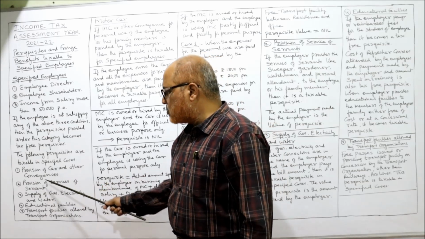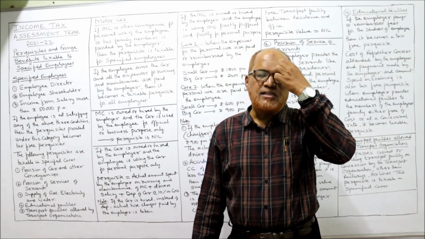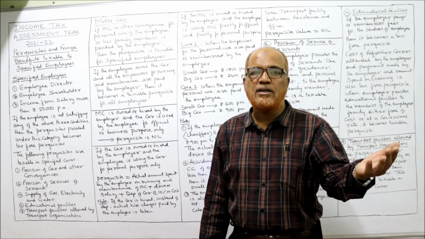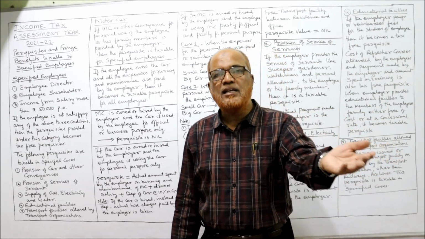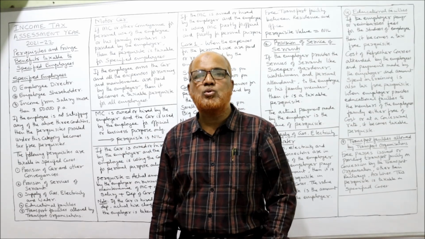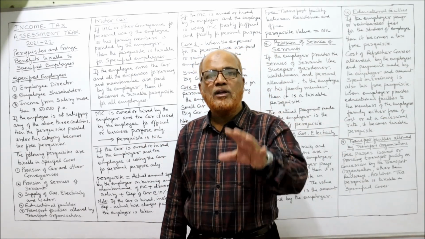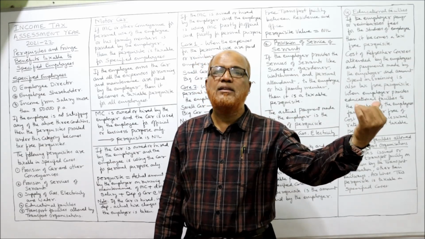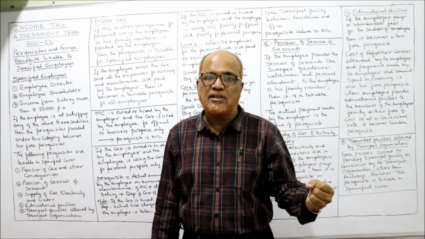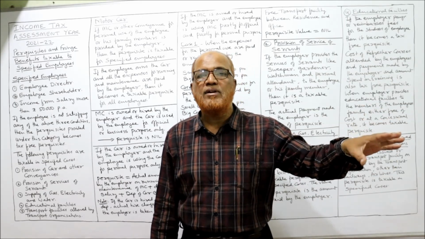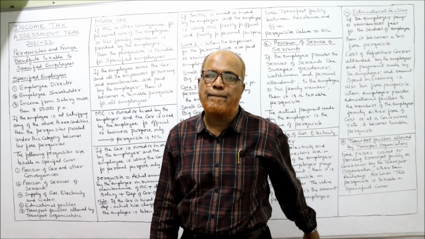Secondly, provision of services of servants. Some servants are appointed by the employer, and the services of the servants are sent to the employee. For example, I am the employer, you are the employee. For your service, I am providing the servants. I have appointed the servants and am paying the salary to the servants, but the servants are providing the service to the employee.